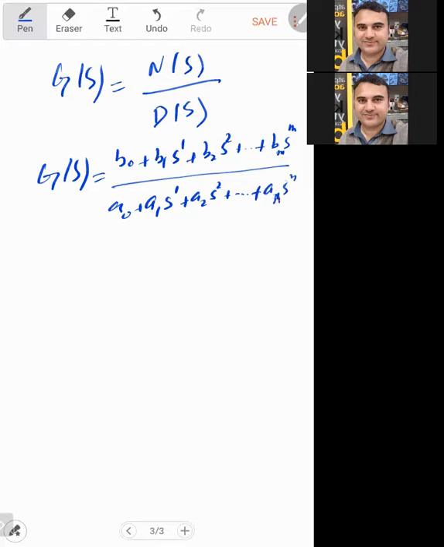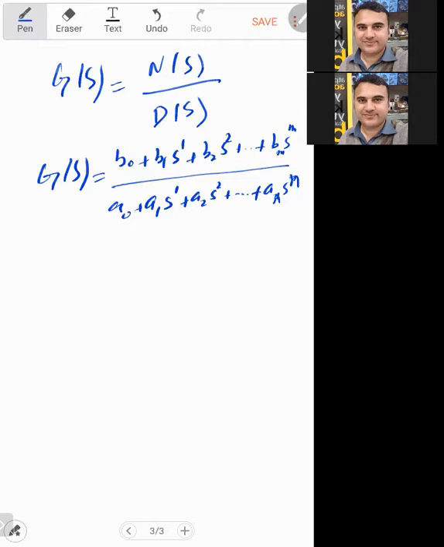So we can say that the order of the numerator polynomial is m, and the order of the denominator polynomial is n, and the order of the system is equal to n minus m. The order of the system is the order of the denominator polynomial, but if we cancel the value of s in the numerator, then this can be equal to n minus n. That will be the order of the system.